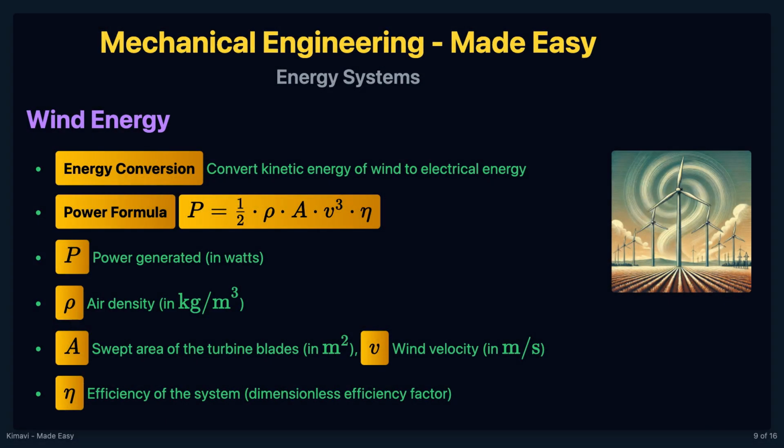Wind energy converts the kinetic energy of wind into electrical energy using wind turbines. The power generated by a wind turbine can be calculated using the formula P equals 1/2 times rho times A times V cubed times eta, where P is the power in watts, rho is the air density in kilograms per cubic meter, A is the swept area of the turbine blades in square meters, V is the wind speed in meters per second, and eta is the efficiency of the turbine.